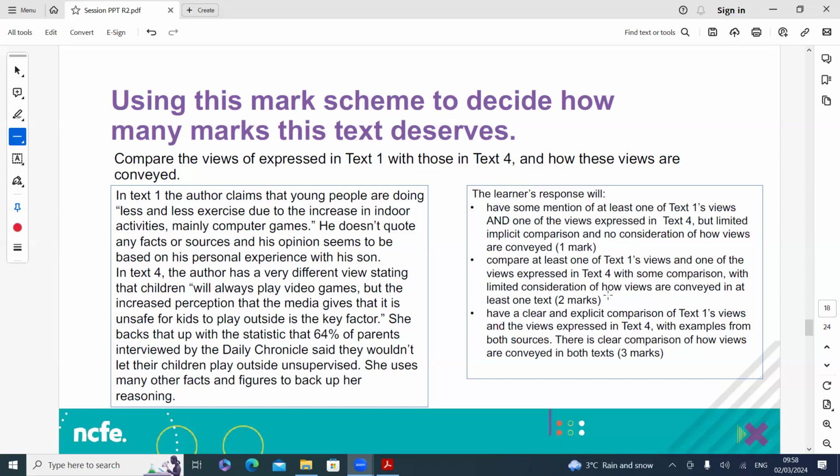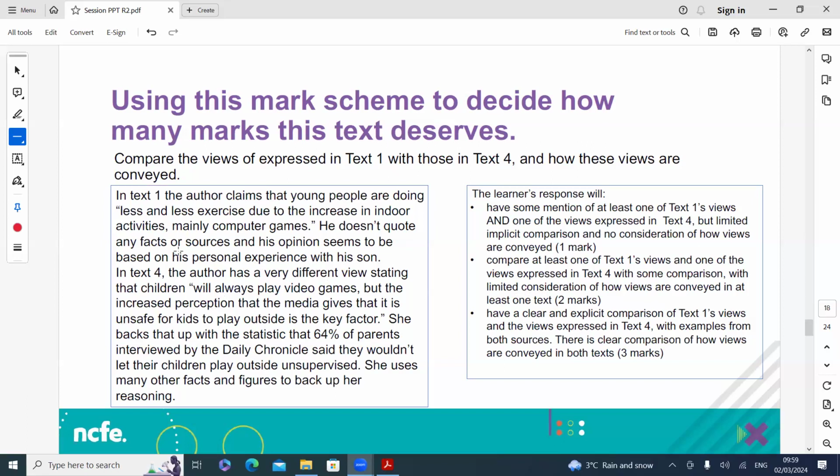So we're going to move on to 2 marks, because they have used comparison and consideration. So we think, well, it's more than 1 mark then. So have they compared at least one of text 1's views and one of the views in text 4 with some comparison and consideration of how views are conveyed in at least one text? So we're just on the last minute, so I'm just going to look at it rather than asking for your input for this one.